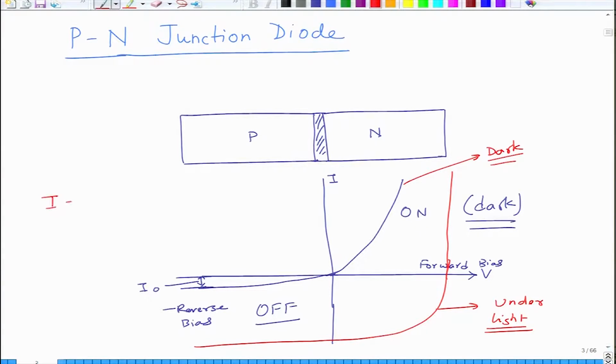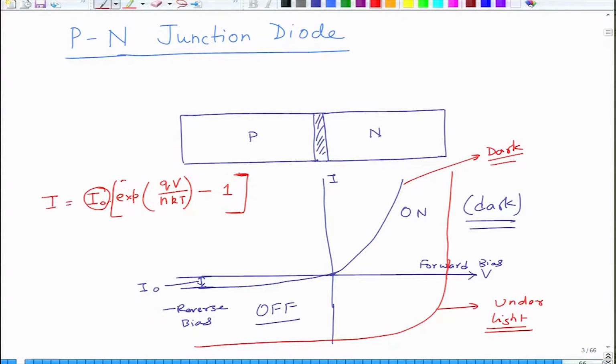So, this current is essentially given as I equals I naught times exponential of qV divided by nkT, minus 1. So, this is at reverse bias the saturation current, and as you keep increasing the voltage, the current increases exponentially and you get very large current from the diode. So, this I naught is the pre-exponential factor, not the saturation.